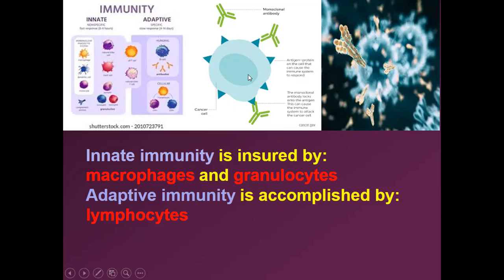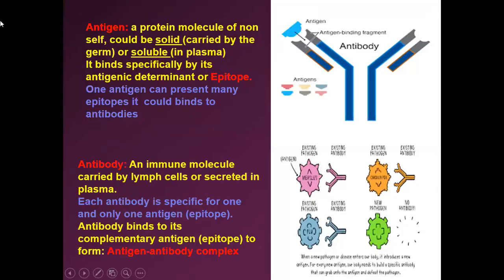These molecules, for example, the antibody, this is the antibody, is a molecule of the immune system, an immune molecule carried by lymph cells or secreted in plasma. Each antibody is specific for one and only one antigen. We will see the antigen. The antibody binds to its complementary antigen to form an antigen-antibody complex.